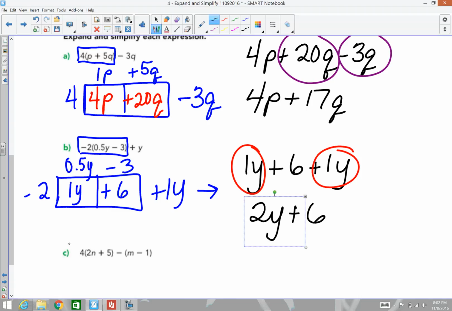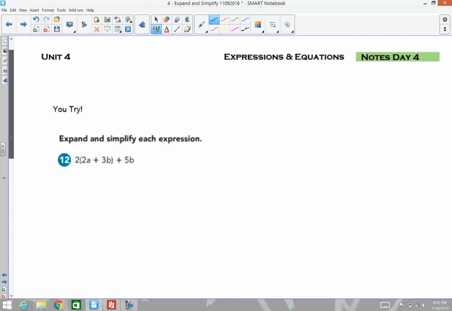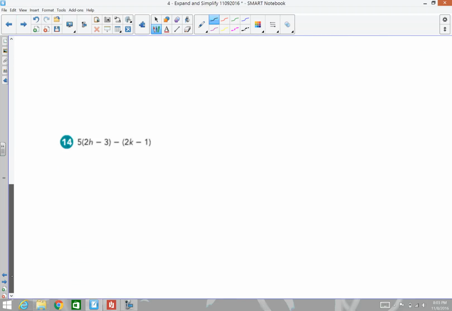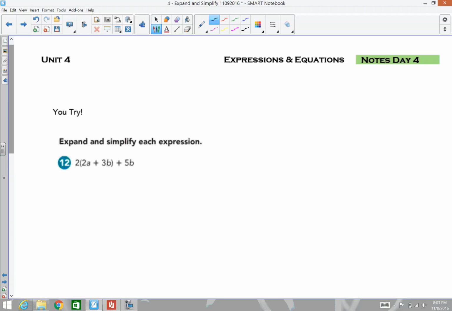And I'm actually going to have you skip example C for the time being. Flip the page when you're ready. On this page, you have some you try questions to do on your own. Give those a try and come back to me when you're ready.